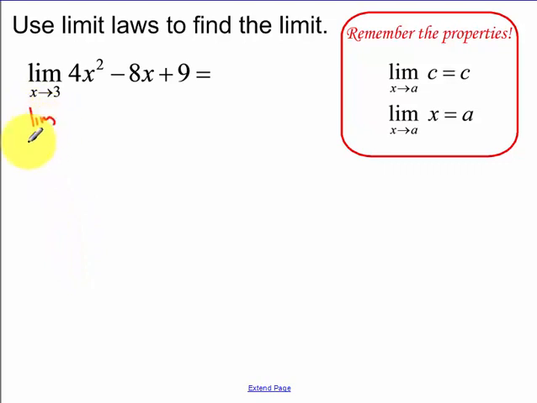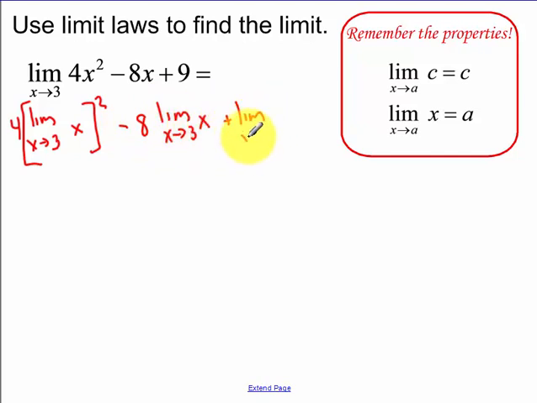Okay, so limit as x goes to 3, I could pull the 4 out in front, and I could say that this is x squared minus, I could pull the 8 out in front, of x plus the limit as x goes to 3 of 9. Now, remember, limit as x goes to a of x is just going to be 3. And then we have 8.